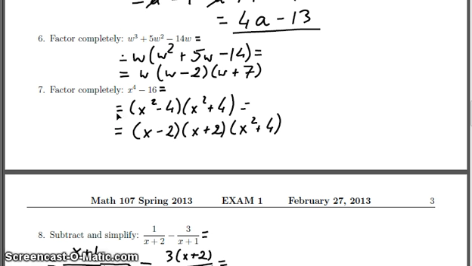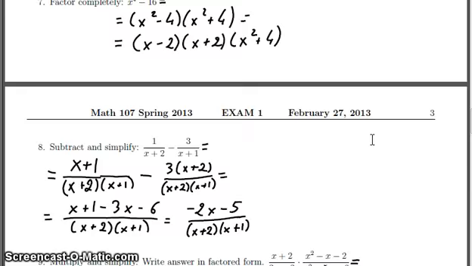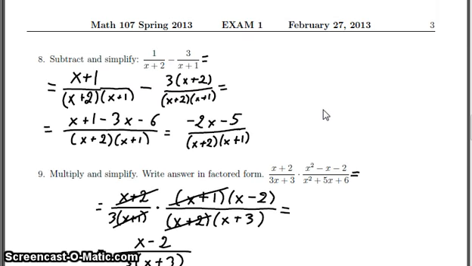Problem 7, factor completely again, x to the 4th minus 16. This is a difference of two squares, which factors into x squared minus 4 times x squared plus 4, because the square root of x to the 4th is x squared, and the square root of 16 is 4. And then you have another difference of two squares in here, x squared minus 4, which factors into x minus 2 times x plus 2, and x squared plus 4 cannot be factored anymore. Problem 8, subtract and simplify.